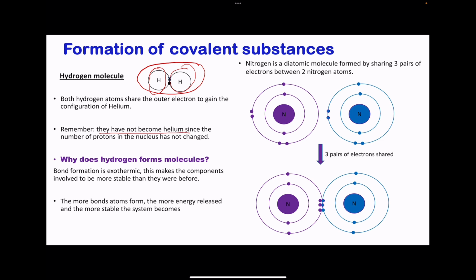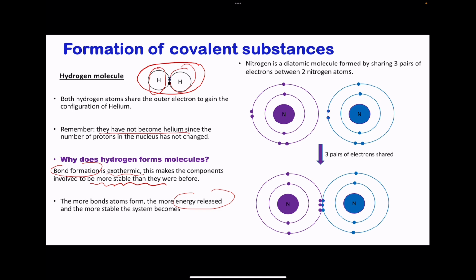The ability of 2 hydrogen atoms to come together and form a molecule is because when a bond is formed, energy is released, because this is an exothermic process. The process of bond formation is exothermic, making them stable, and that is why it is preferred or favored in that direction.